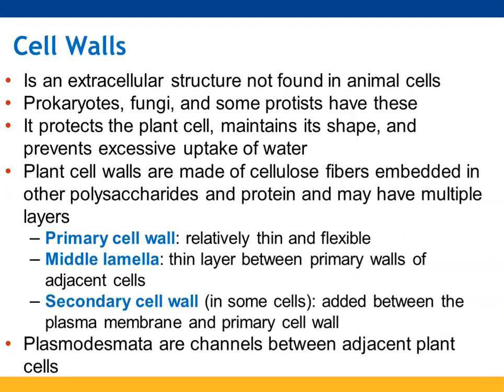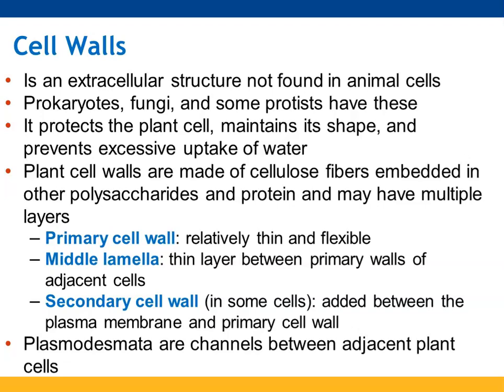Cell walls, as we've talked about previously, are not found in animal cells. They are found in prokaryotes, fungi, and some protists. They help to provide protection, help to keep the cell shape, and they also play a role in the water balance present in the cells. These plant cell walls are made of cellulose fibers that can be embedded in other polysaccharides and proteins. There can be lots of layers to them.